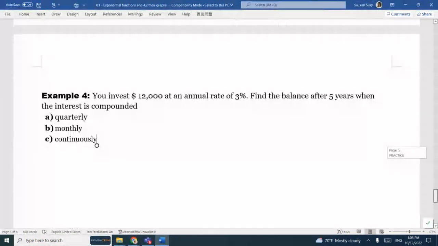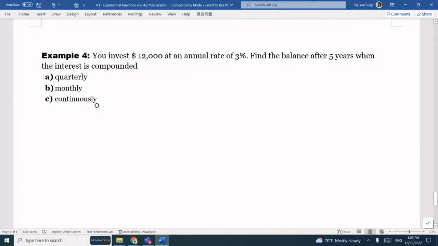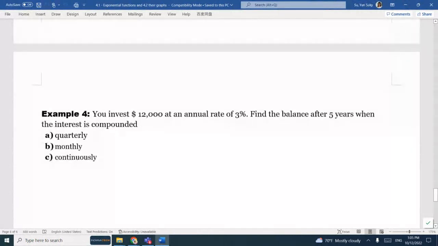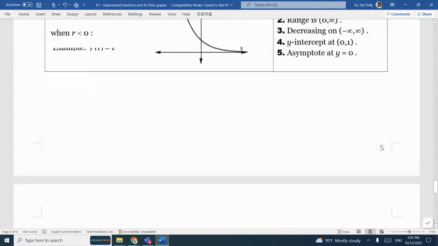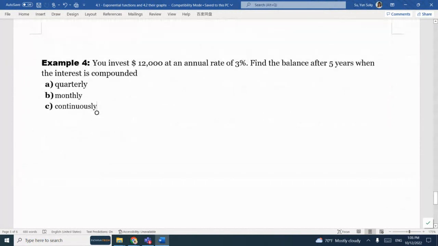Okay, let's write it down. This formula. A equals P times 1 plus R, the annual interest rate, over N, raised to the power of NT.